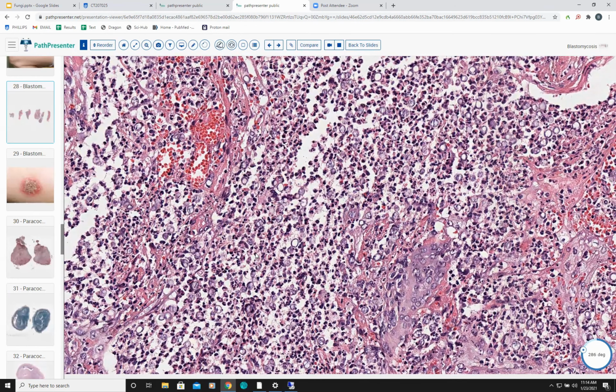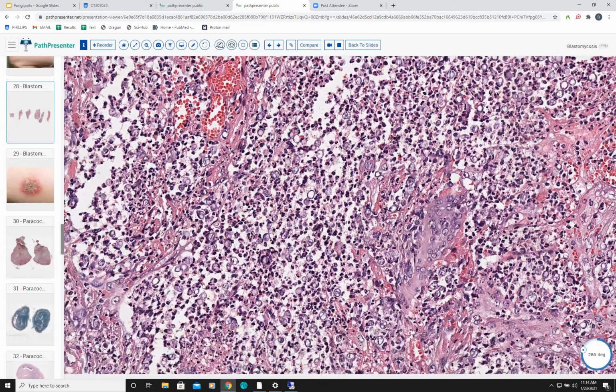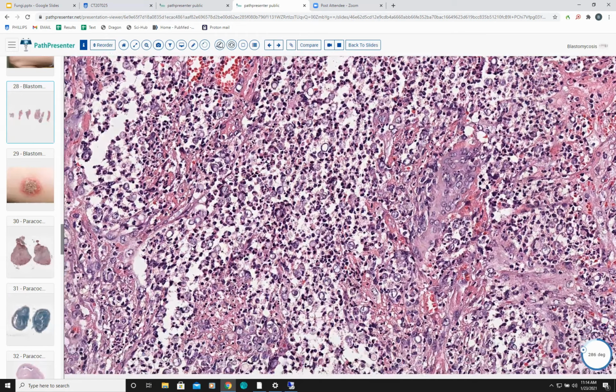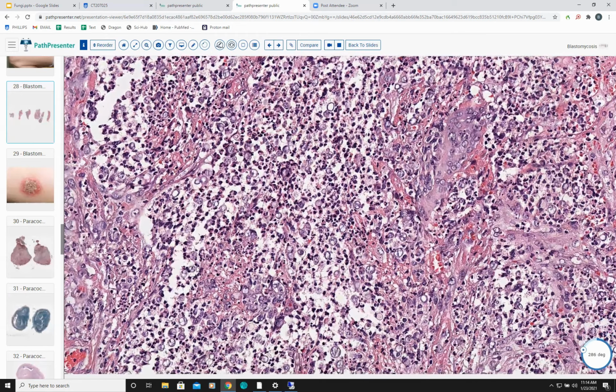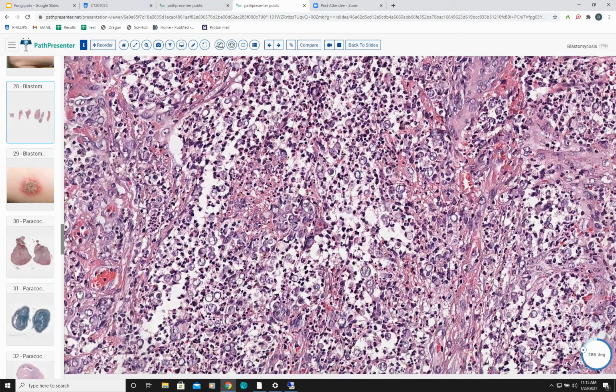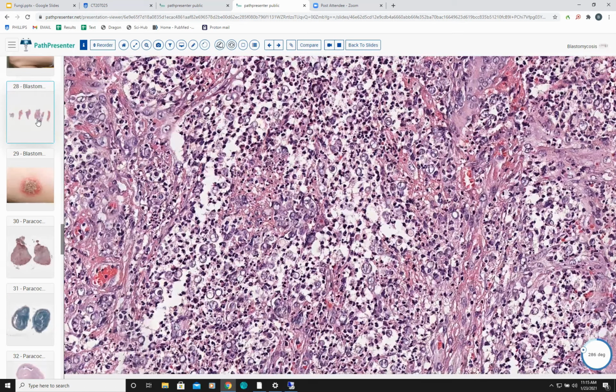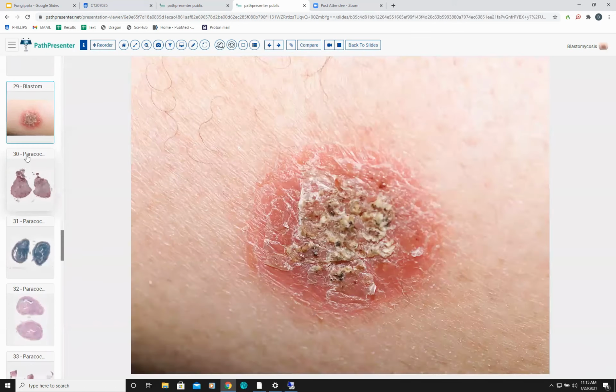And the way to differentiate them is the gelatinous capsule, which you find in Cryptococcus but not in blasto. And when you see the budding, it's more broad-based. This can be tricky, but the capsule is a pretty reliable way to differentiate the two. That's another case of blasto. And this is another clinical of blastomycosis, pretty non-specific.